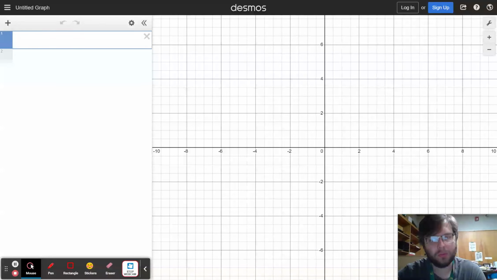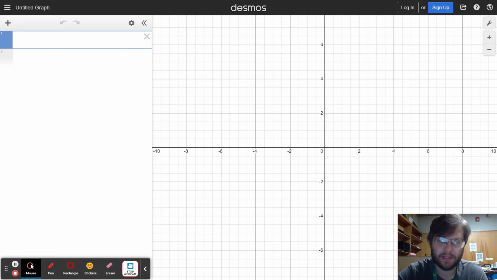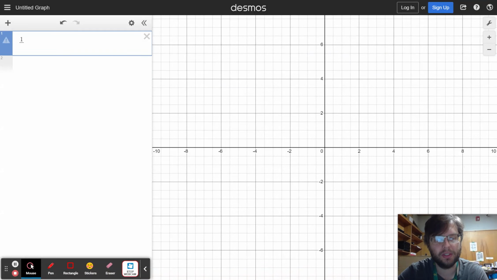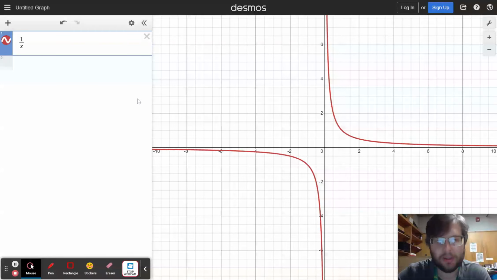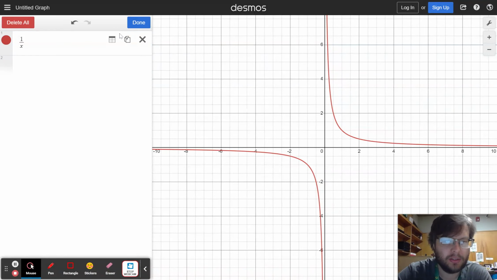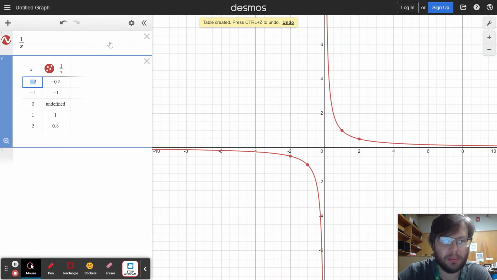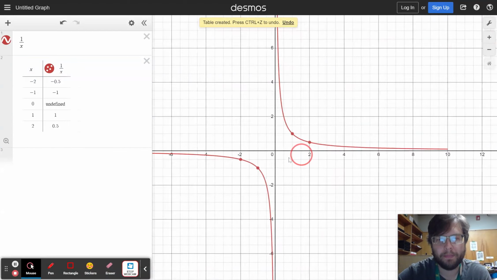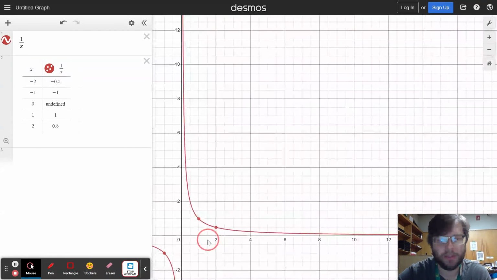So what I'm going to start with is just looking at a couple of different functions and looking at what happens when you plug in really small values of x and when you plug in really big values of x. The first function I want to look at is just 1 over x. You can see the graph right there. Sometimes it's nice to look at it as a table instead, and I'm only going to look at positive values here.